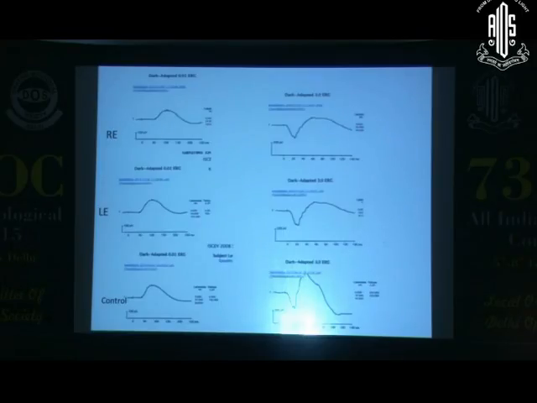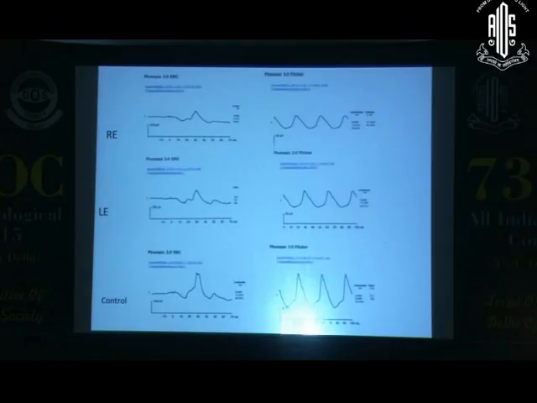Alright, so in fact this is what the ISCEV recommends, that you always show both the eyes and the comparative normative control for your lab. This is what in fact Dr. Ashwin showed in one of the graphs, that what we have now started doing is to have the normative in all the patients and show the patient's response in black. So it's helpful.